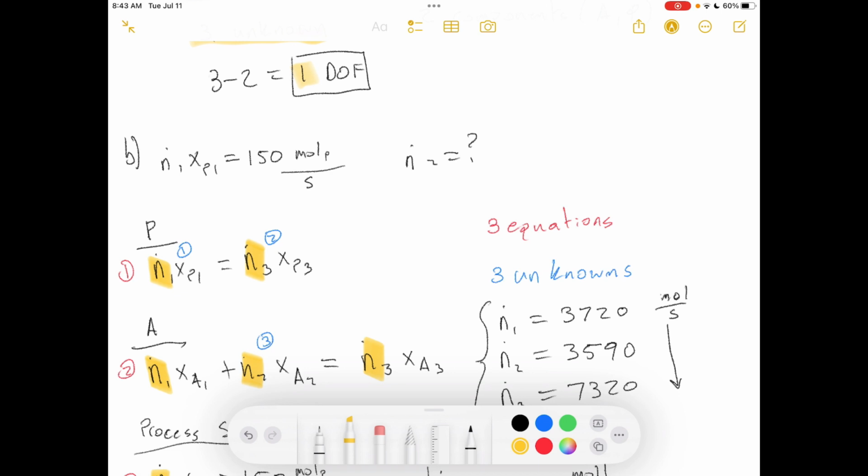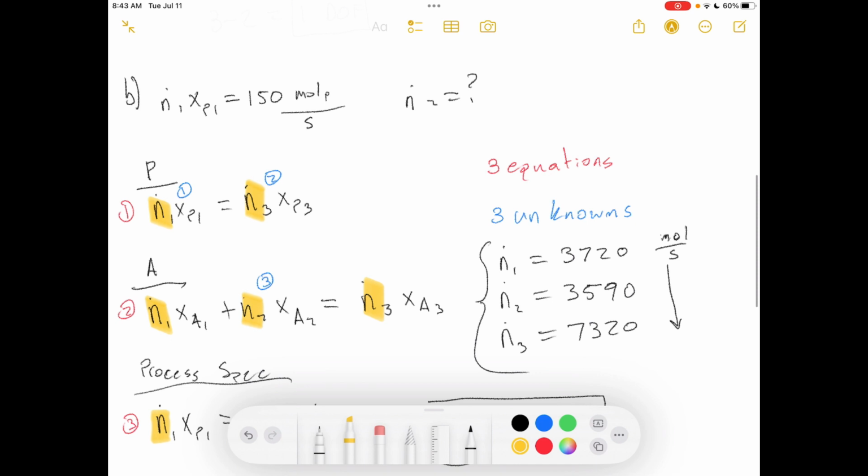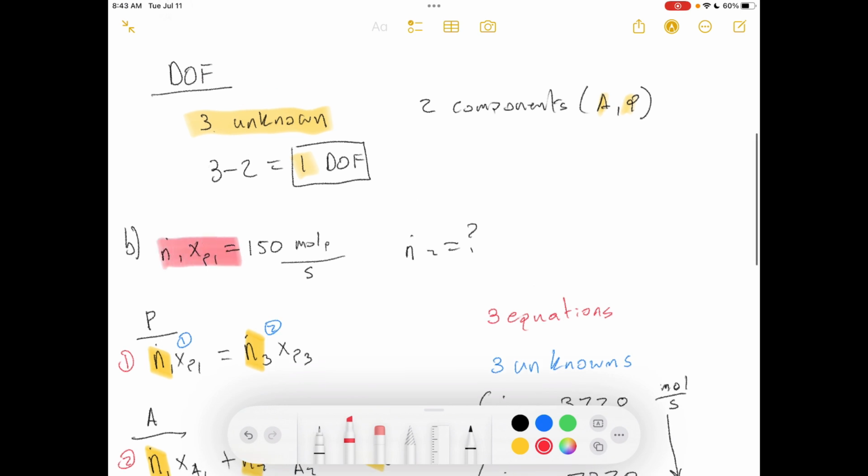Part B. If propane flows at a rate of 150 moles of propane per second in the original fuel-air mixture, what is the minimum molar flow rate of the dilution air? Well, let's do our material balance. And here you can see they gave us one more process specification. So now we have the additional information we need in order to solve this problem.